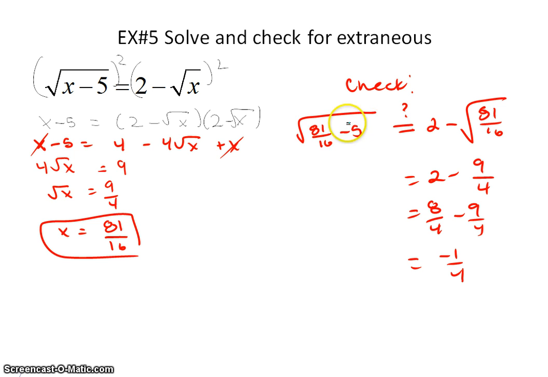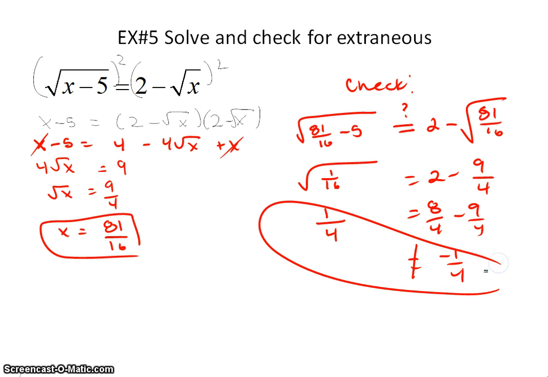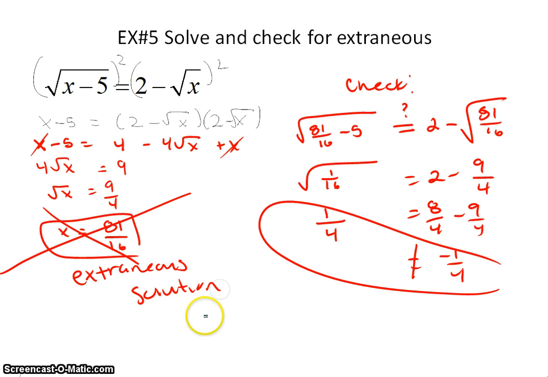But I go ahead and simplify it all the way out. The square root is 1 over 16. Take the square root of the top, which is 1. Square root of the bottom is 4. 1/4 does not equal negative 1/4, which tells me that this is an extraneous solution. So the answer to this, or the solution to this problem, is that there is none, no solution.